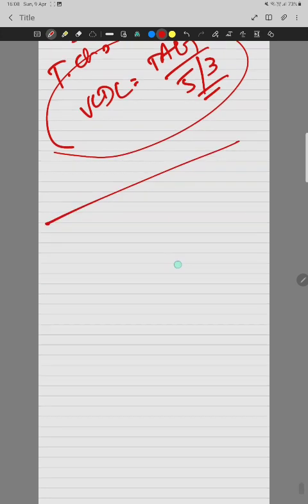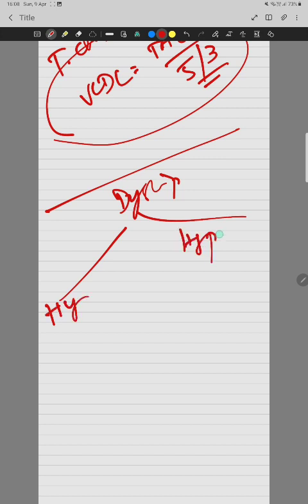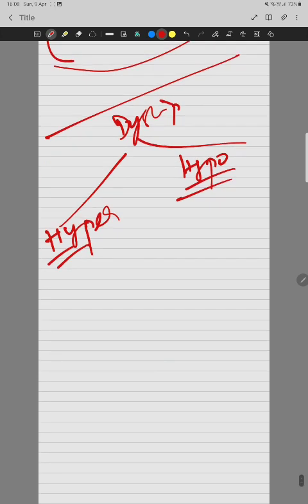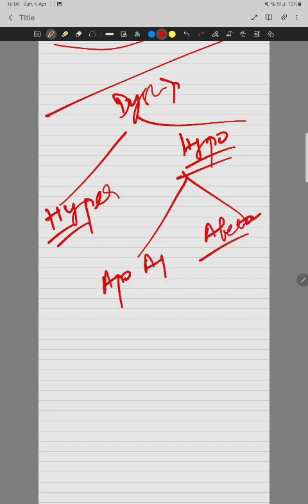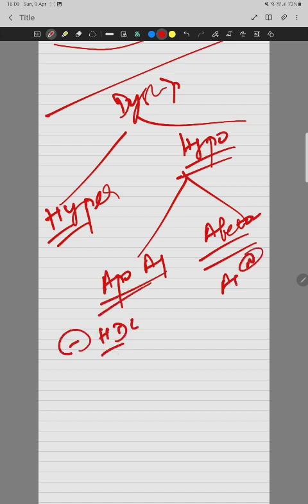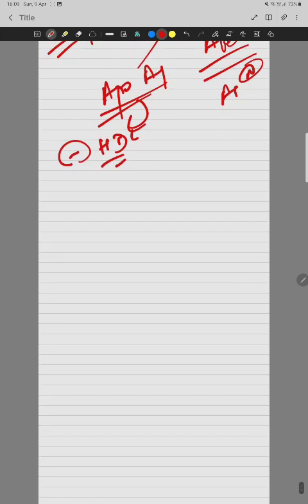And next, coming to your dyslipidemia. We have two things, that is hyper and hypo. Hyper is not that important, but hypo is very, very important. Hypo can be of two types, that is ApoA1 deficiency or abetalipoproteinemia. In abetalipoproteinemia, A1 will be normal, and in A1 deficiency there is no HDL formation, because A1 is directly linked with your HDL. That's all you should be knowing here.